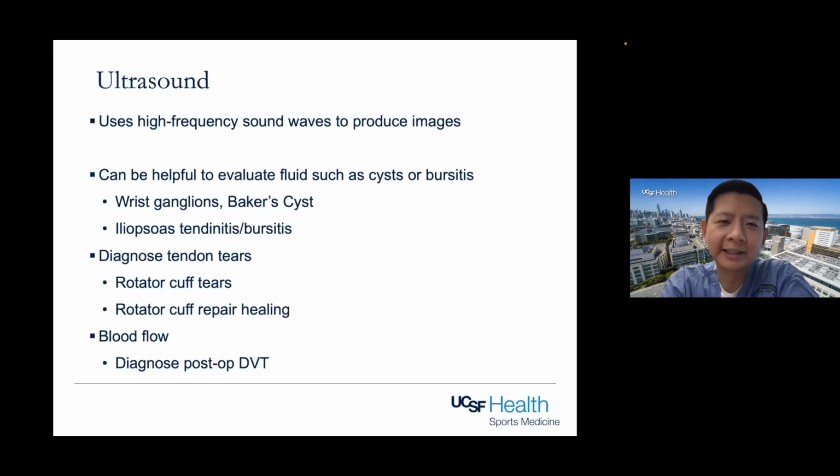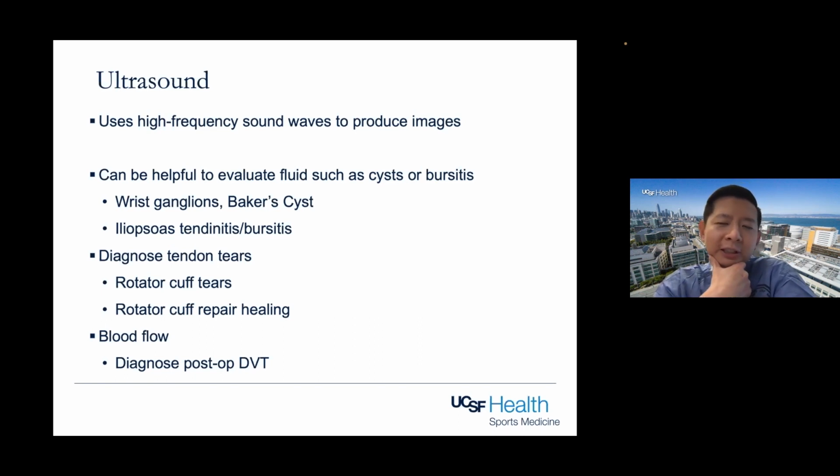Now, another relatively benign imaging modality is ultrasound. So this is where you're using high frequency sound waves to produce an image on your monitor. And it can be helpful to evaluate fluid areas such as cysts or bursitis. So you can use this for Baker's cysts, wrist cysts, iliopsoas tendinitis, bursitis, shoulder bursitis as well, of course. You can also use ultrasound to detect certain tendon tears. Most commonly used ones would be for rotator cuff tears.